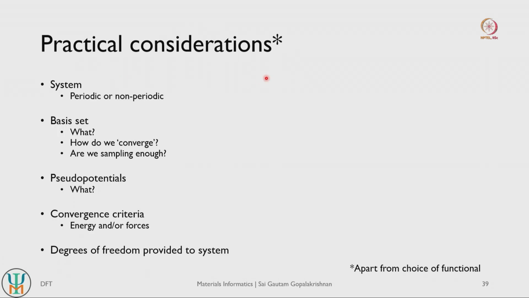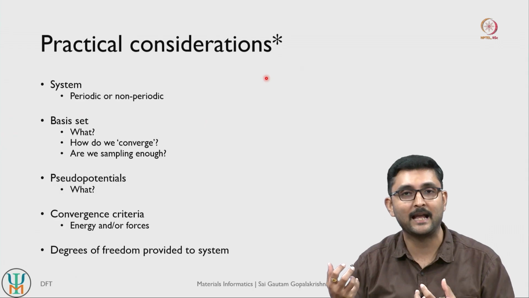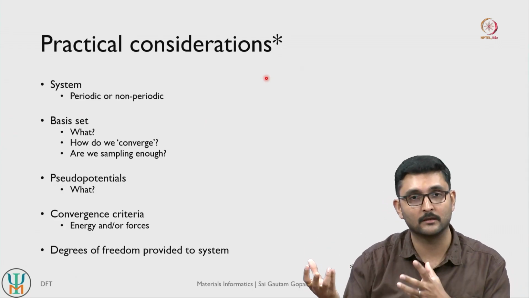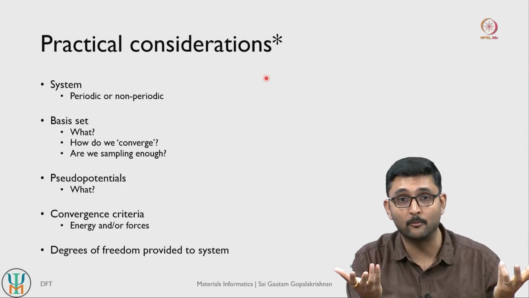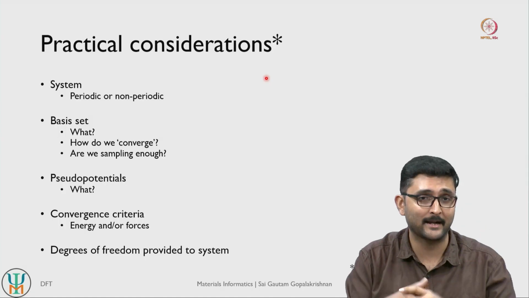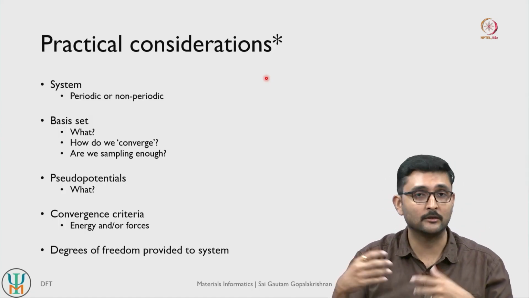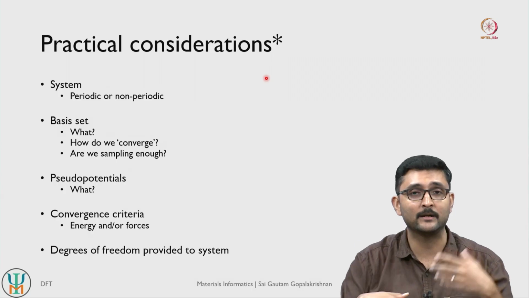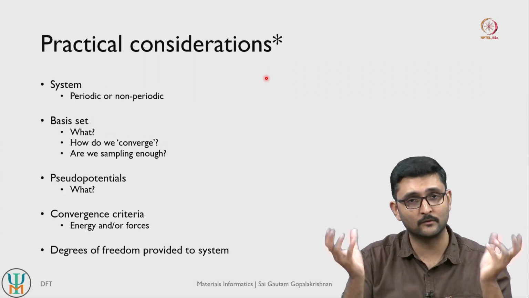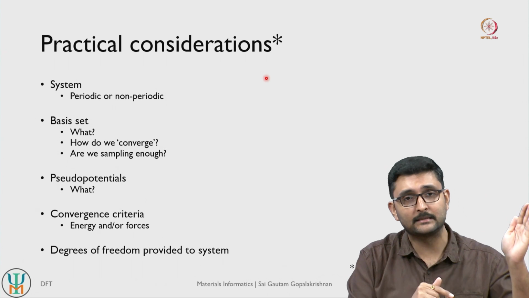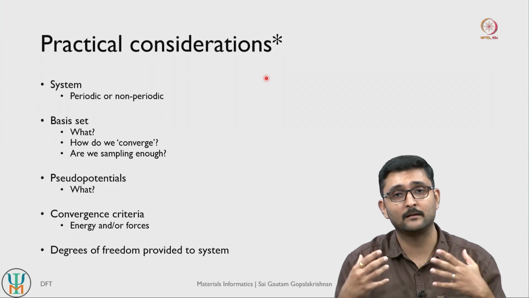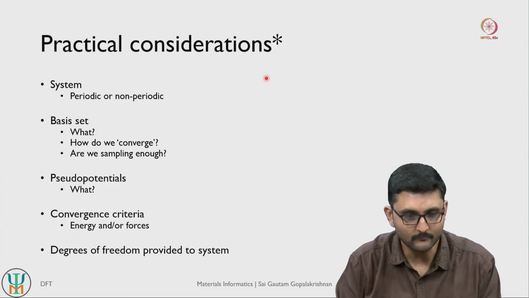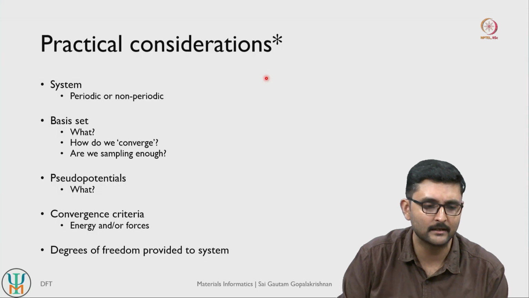So think of these practical considerations as equivalent to hyperparameters or design choices that you typically have in your machine learning models, right. So in machine learning models you have several design choices. So how many convolutional layers you have, what kind of pooling mechanism you choose and so on, and you also have hyperparameters, right. So what is your learning rate, how many epochs you use, what is the batch size and so on, right. So those are all your hyperparameters. These basically represent your hyperparameters or design choices that you have when you do a typical density functional theory based calculation. So let us look at some of them in little more detail.